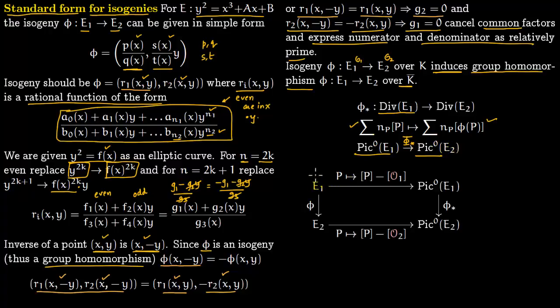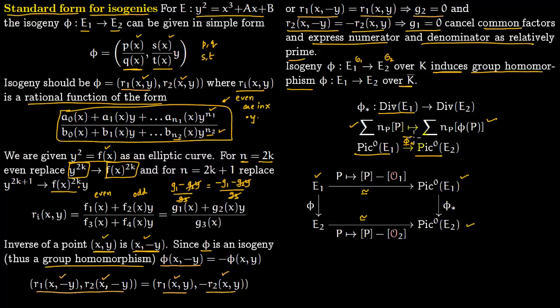Now you can construct this map from E1 to Pic 0 of E1. This we constructed in the lectures on Riemann-Roch. So this is an isomorphism. You take a point P and you map it to the class in Pic 0 of P minus the special point. Similarly, you have an isomorphism here where you take a point of elliptic curve E2 and map it to P minus O2. So this is mapping to Pic 0. We have shown this mapping in the lectures on Riemann-Roch.